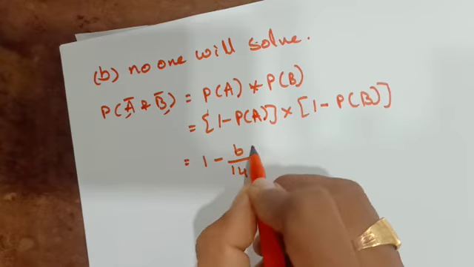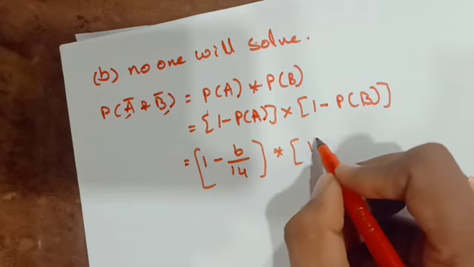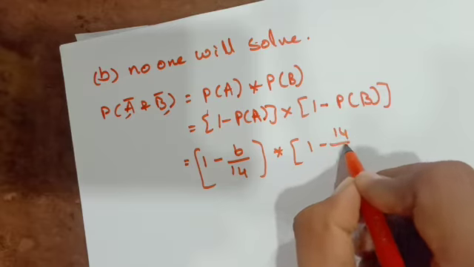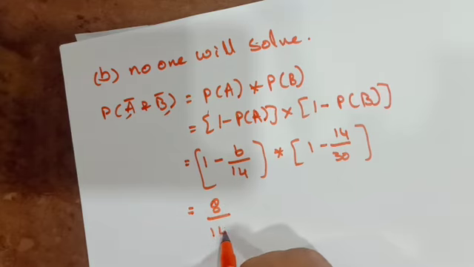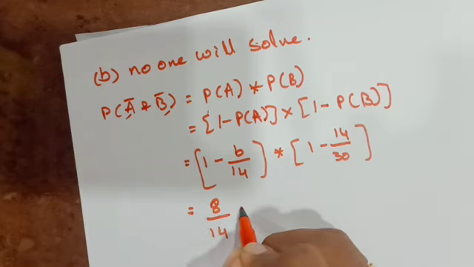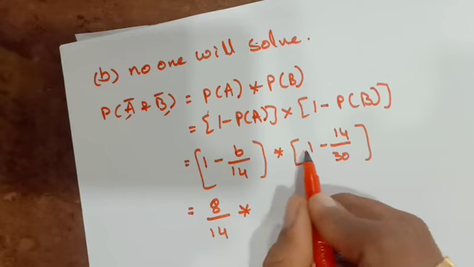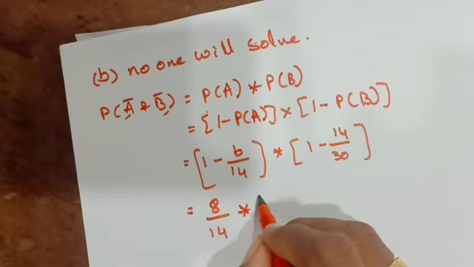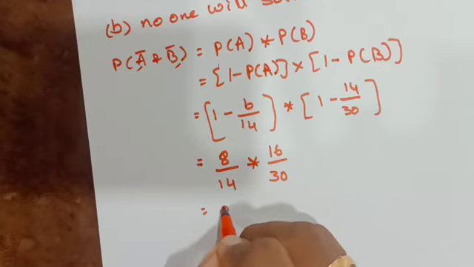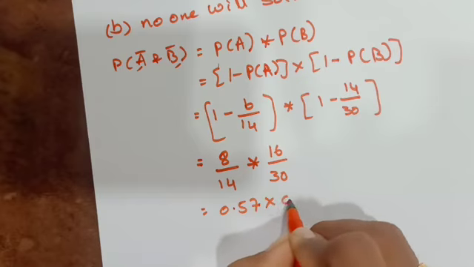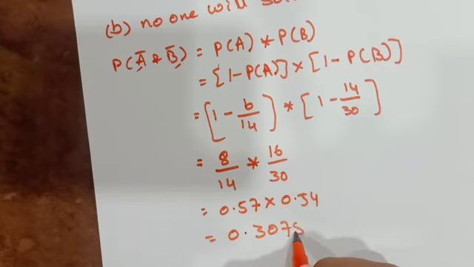6 by 14, into 1 minus P of B. P of B is 14 by 30. So 8 by 14, 14 minus 6, 8 by 14, into 30 minus 14, so it will be 16 by 30. Simplifying, you get 0.57 into 0.54, that will be 0.3078.